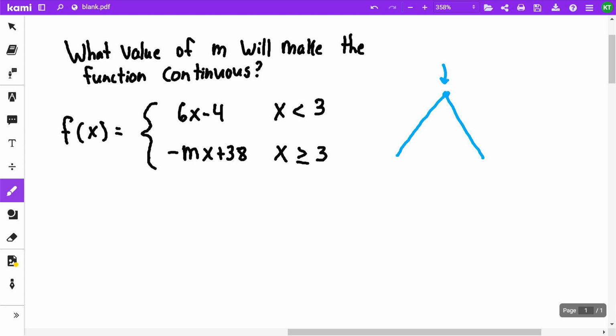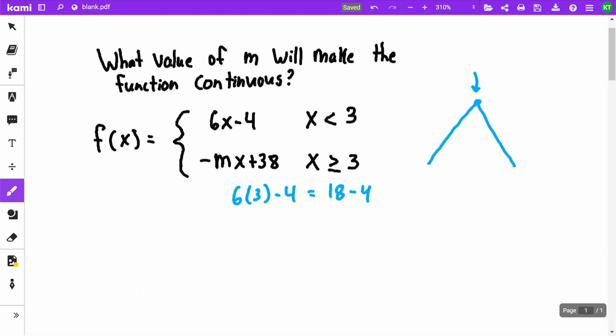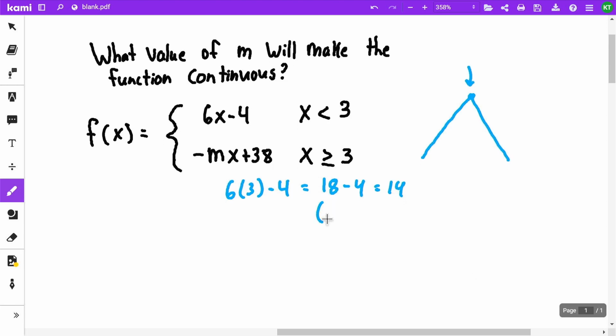Now we can only get that point by plugging 3 into our first subfunction. So I'll plug 3 into my subfunction here. I will do 6 times 3 minus 4. I simplify that, so that will give me 18 minus 4, which is equal to 14. So I know that the point they share is going to be the point (3, 14).